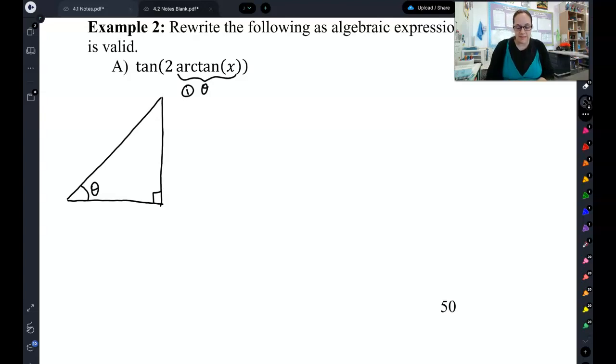Hopefully you remember from the last lesson that anytime we are dealing with variables instead of numbers, that means we're dealing with a right triangle, and we're going old school with SOHCAHTOA. But it's the same 3 steps. So step 1, use the inside to build your triangle.